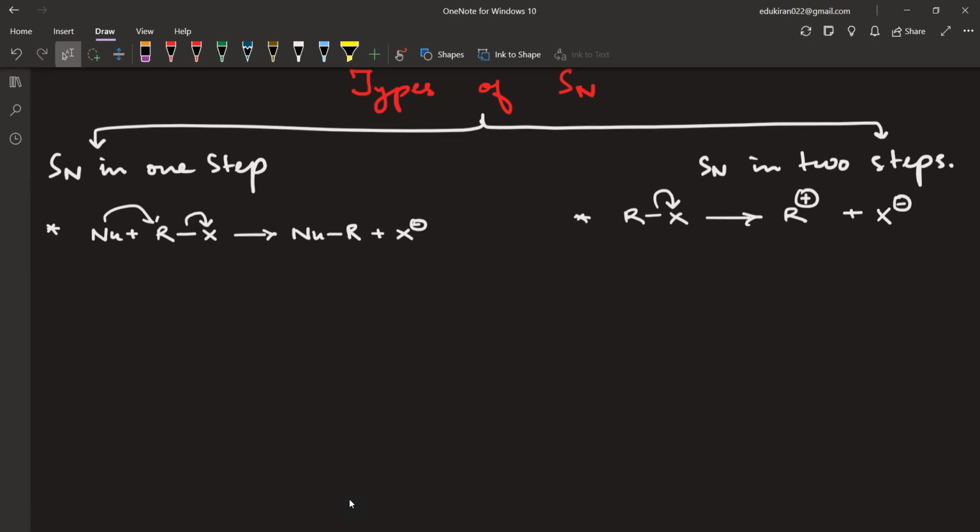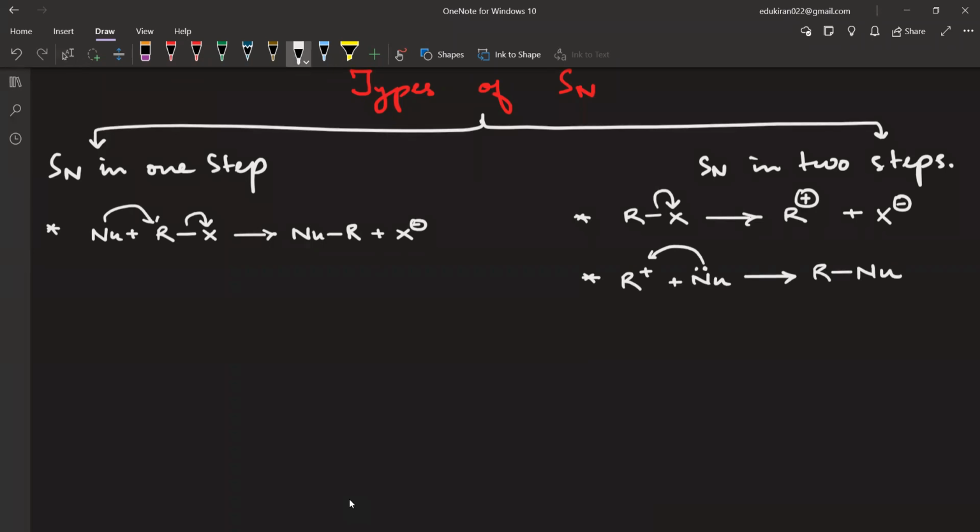And the next step will be what? The R positive will be attacked by the nucleophile. So the nucleophile will attack here like this. It will have at least one lone pair of electrons. It will attack the R positive and form the R-Nu bond. So it can happen either in one step or in two steps.